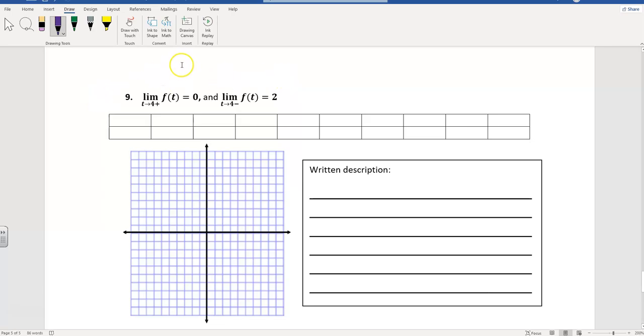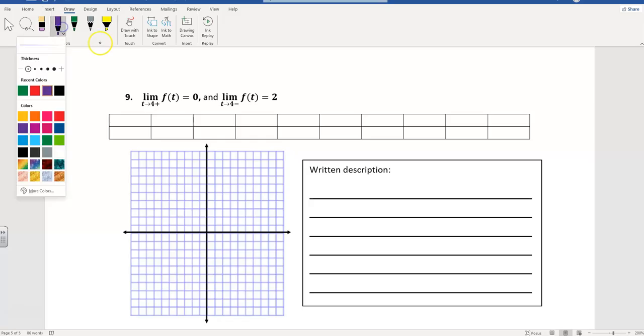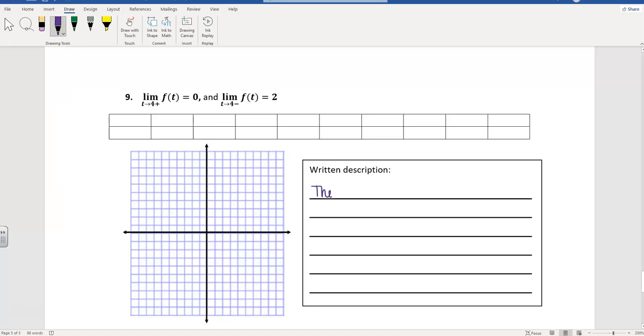Okay, so I got the limit as x approaches 4 from the right of f of t is 0. The limit as x approaches 4 from the left of f of t is 2. I'm gonna do the written description first, just because I think it's the easiest of the 3 things we've got to do. And you just basically write this out in words.